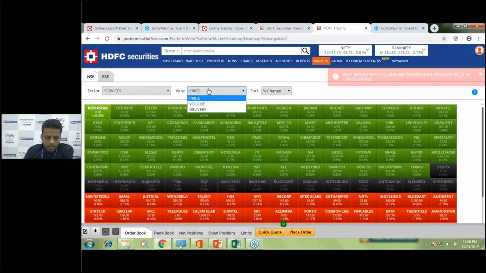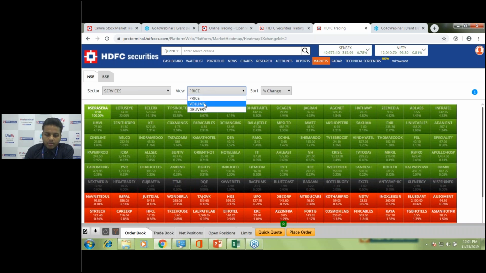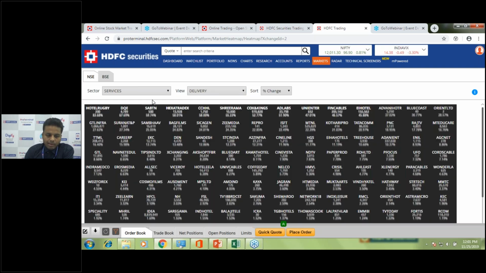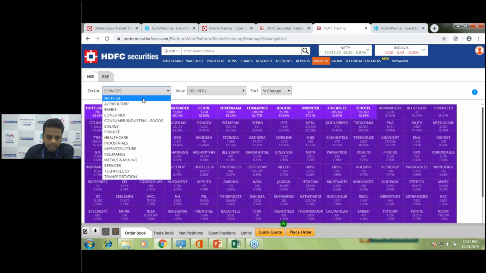On the right hand side of the sector, you can see the view. In the view, we have been filtering everything based on the price, which stocks are trading at a higher end, or which stocks are trading at a lower end. But you can also choose two more things, one is the volume and another is the delivery. So let me go with the delivery. It's a very interesting option. Let me go with the Nifty 50 only.